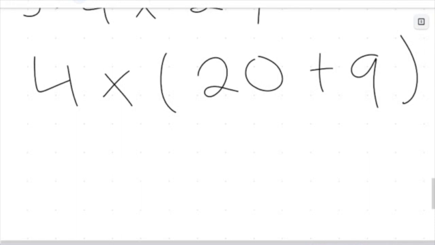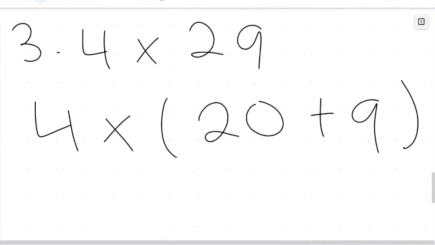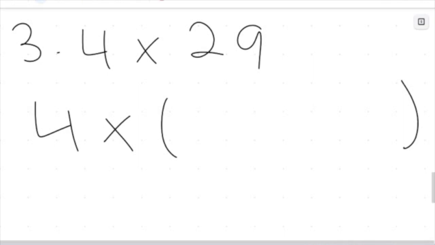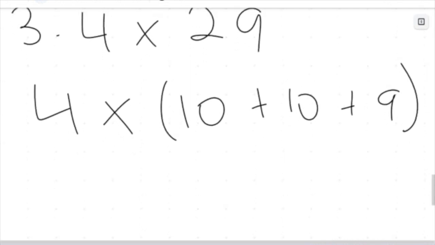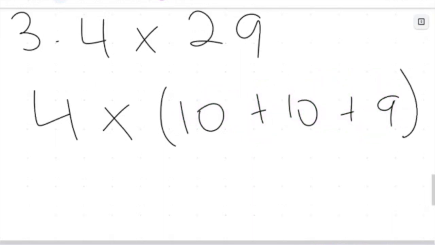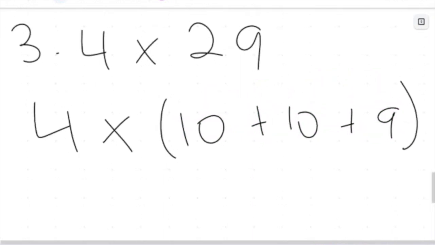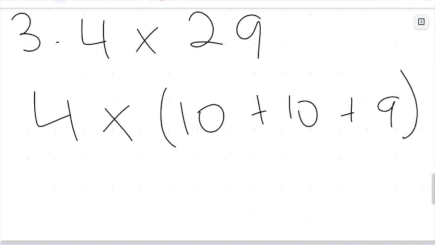What if I didn't know what 4 times 20 was? What if I decided to pick some even smaller numbers? Well, I could write this as 4 times, let's say, 10 plus 10 plus 9. Here, I've still made 29, but I've just used some smaller numbers, and 3 of those smaller numbers to make this.